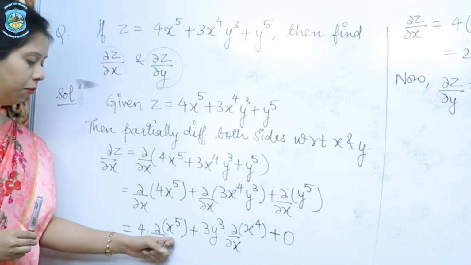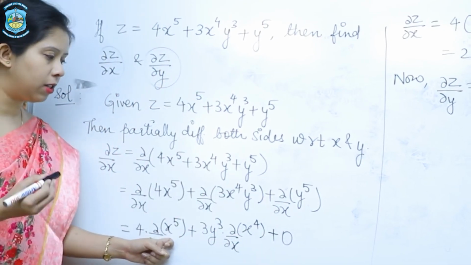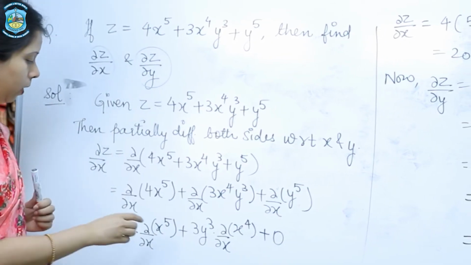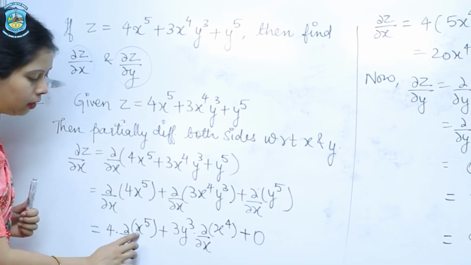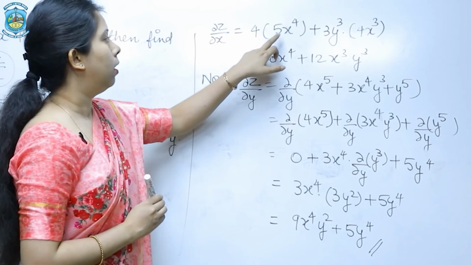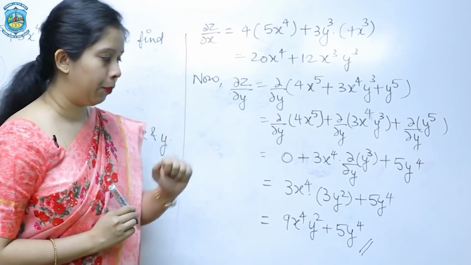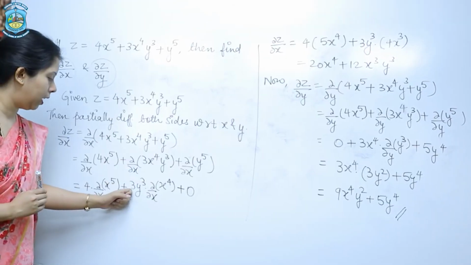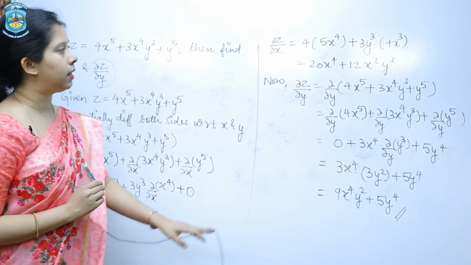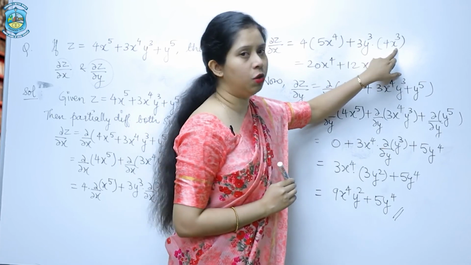So, now using the formula of d upon dx of x raised to the power n is equal to n times x raised to the power n minus 1, we will get del upon del x of x raised to the power 5, that is 5x raised to the power 4. Similarly, we have taken 3y cube outside. So, del upon del x of x raised to the power 4 by the same formula will give you 4x cube.